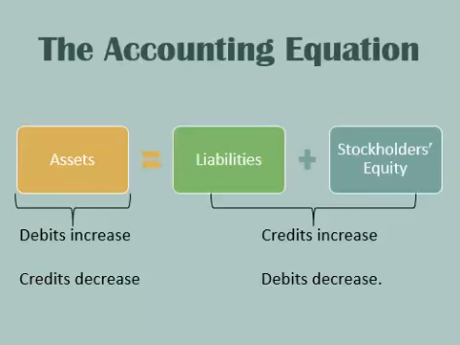Once you remember these rules, it's easy to remember that you will do the opposite to decrease these accounts. So to decrease an asset account, you will credit the asset account. And to decrease a liability or equity account, you will debit the account.